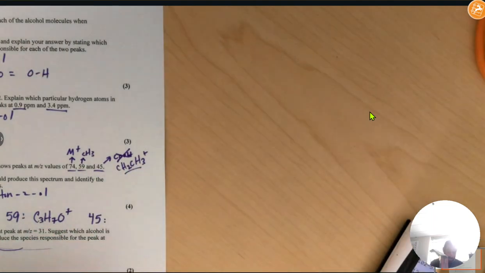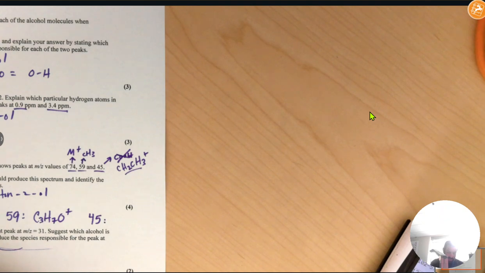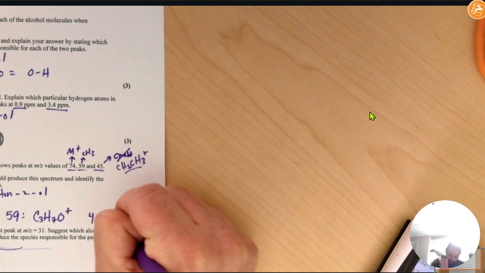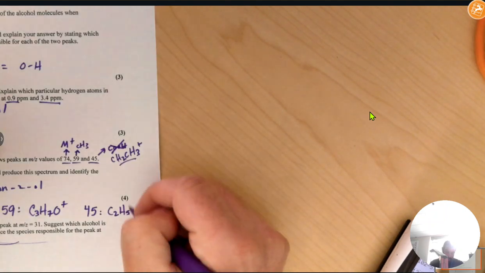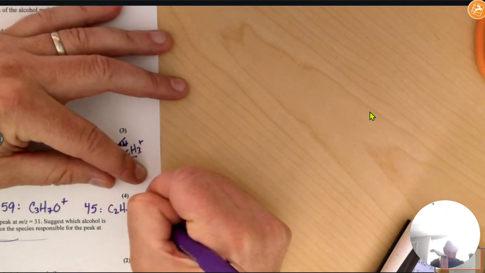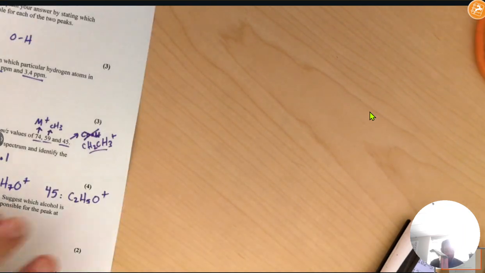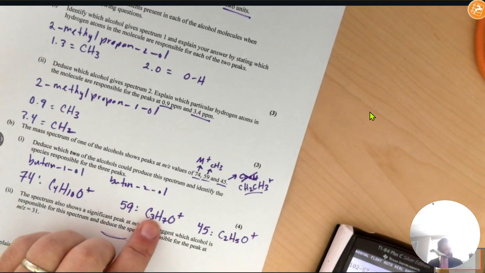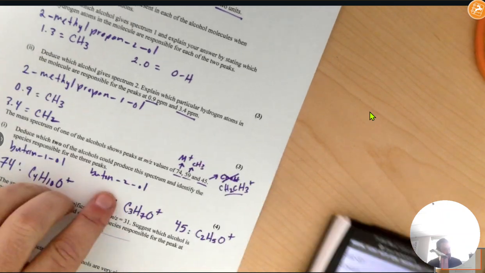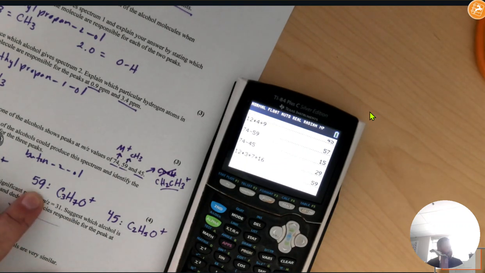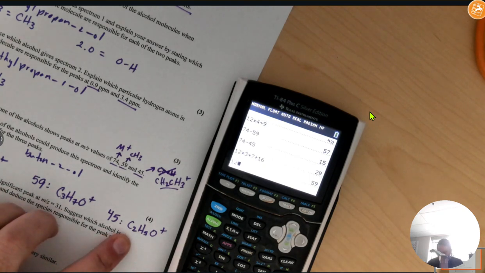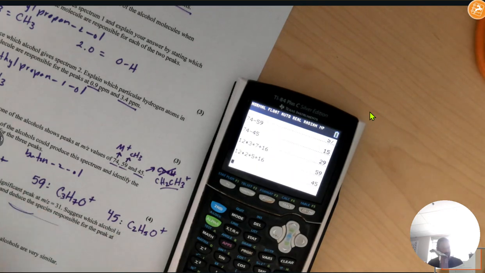And the thing that made the peak at 45 was our compound after losing an ethyl group. Now an ethyl group is C2H5, so we take what we started with, subtract 2 carbons to get C2, and 5 hydrogens to get H5. So you can add them up. That should add up to 59, that should add up to 45. So let's see if it does. 12 times 3 plus 7 plus 16 equals 59. Sweet. And 12 times 2 plus 5 plus 16 equals 45.